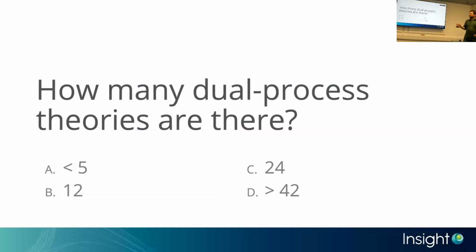So a question for everyone. I kind of gave the game away a little bit at the start, but how many dual process theories do you think there are? Not only in HCI, but in all of research.